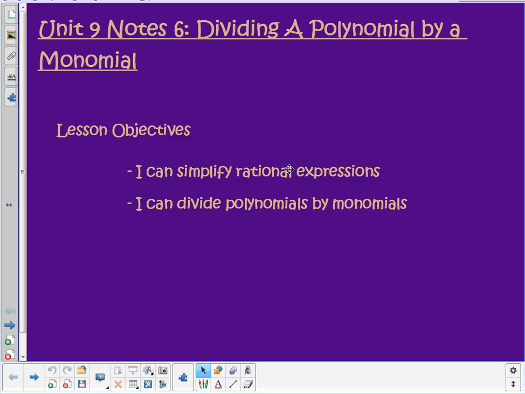I'm here to bring you our Unit 9 Note 6, where we are dividing a polynomial by a monomial. So this continues our discussion of rational expressions, where we've got a big long polynomial on the top and one term on the bottom, and we're going to talk about how to simplify those expressions.